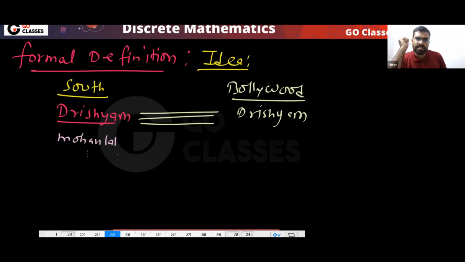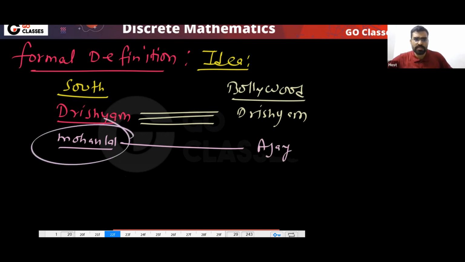Can I say this character has a corresponding character here? Who is the corresponding character? Can I say Tabu is the corresponding character? No, Tabu is not the corresponding character. The corresponding character is Ajay Devgan. In South India, you have this actor in this movie. Remember, this is a vertex, and this vertex has a corresponding vertex here.